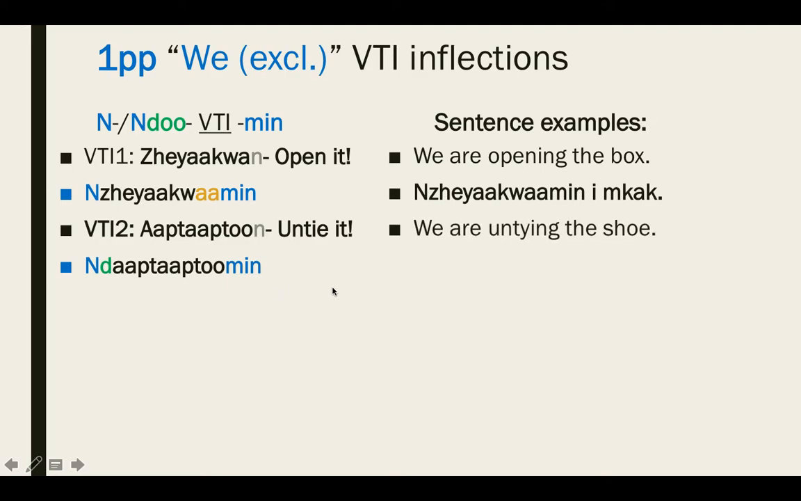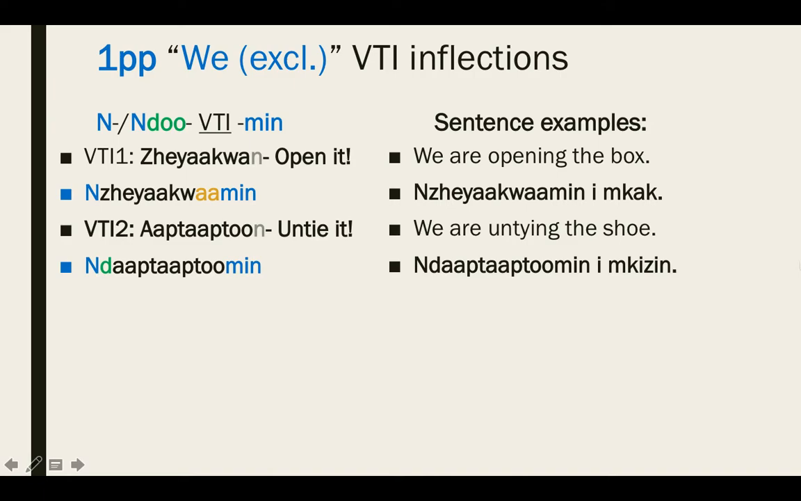So our example sentence is, we are untying the shoe. I'm going to give you a few seconds to translate this one on your own, and then we will take it up in a second. All right, so let's take it up there now. So we would take this word here, ndoptoptomin, followed by our pronoun I, and then the word for shoe, mkizin. So we'd have ndoptoptomin mkizin, just like that.